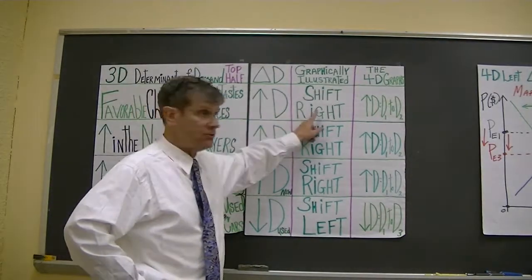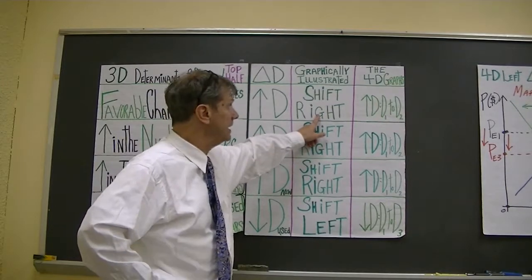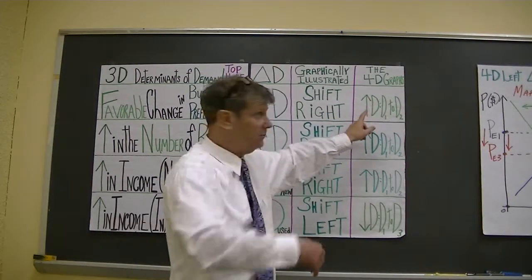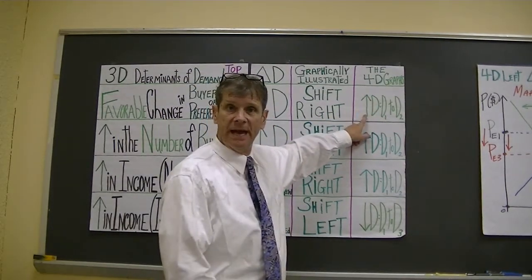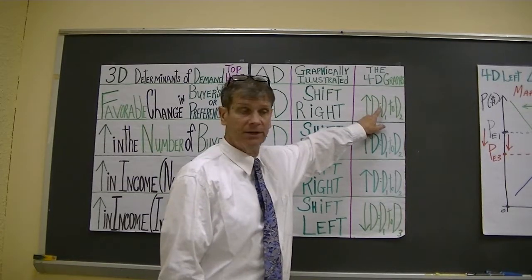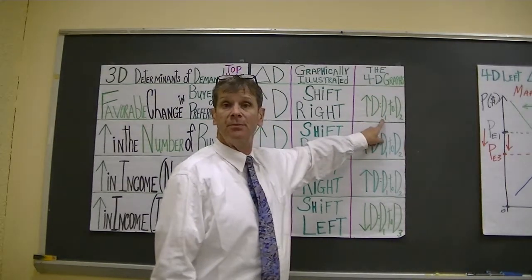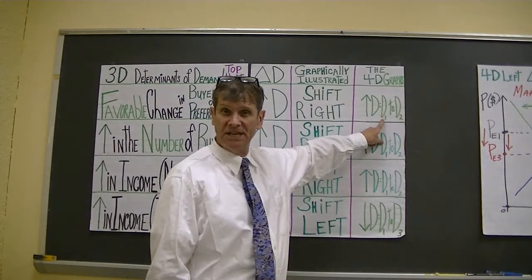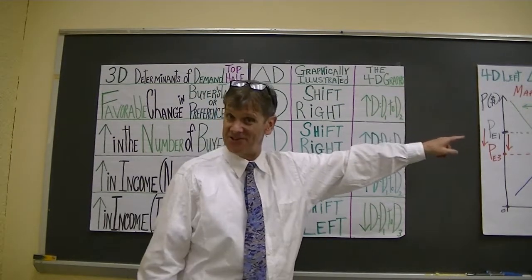We graphically illustrate that by a shift, right? And then out in our column, we would say the increase in demand, and that's just a colon, increase in demand will be graphically illustrated by a movement from D1 to D2, just like we just drew a moment ago.